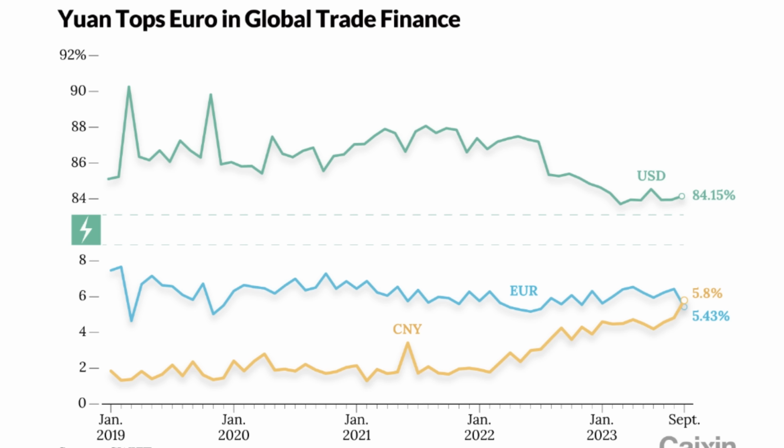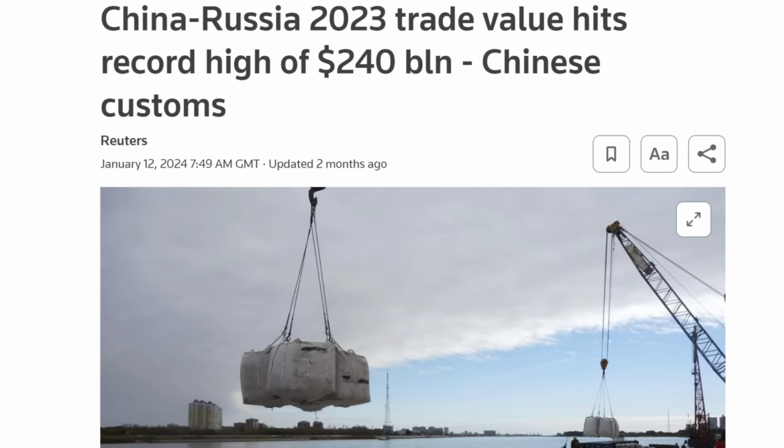And this is really one of the reasons that I wanted to make this video today, to show that Russia is actually helping China in terms of improving its position in the global markets at the expense of the Russian ruble. Chinese customs data for 2023 confirmed that two-way trade with Russia hit a record $240 billion last year as the two countries pushed for closer economic ties, despite the war in Ukraine.